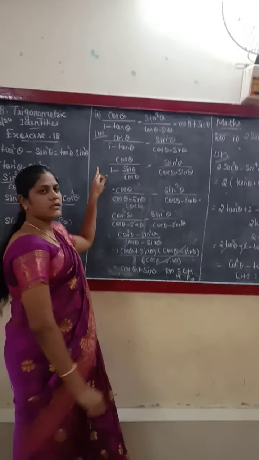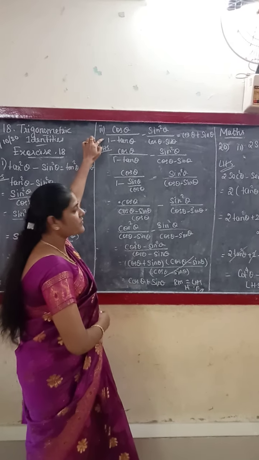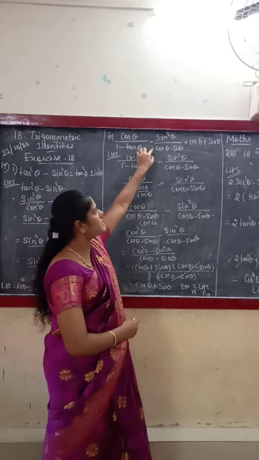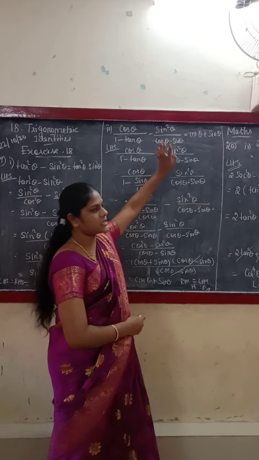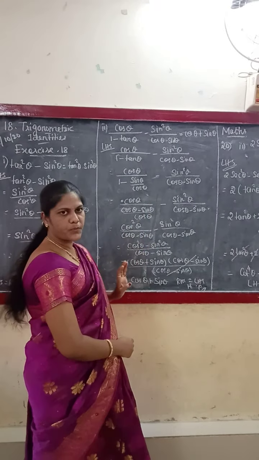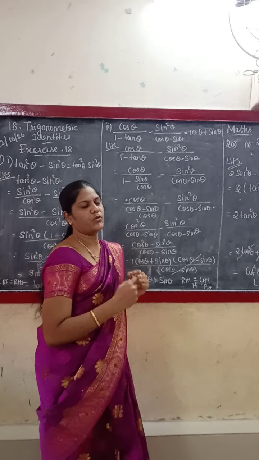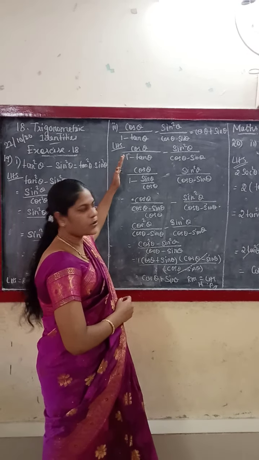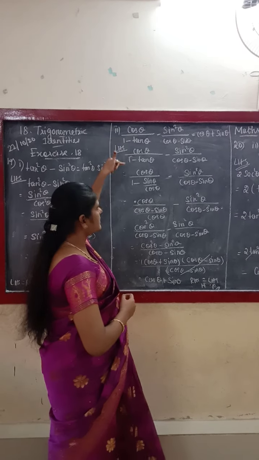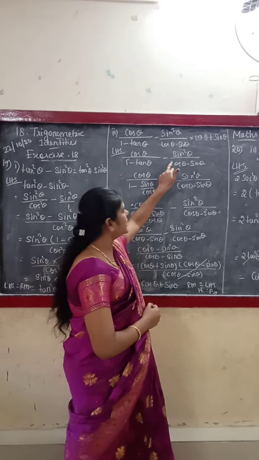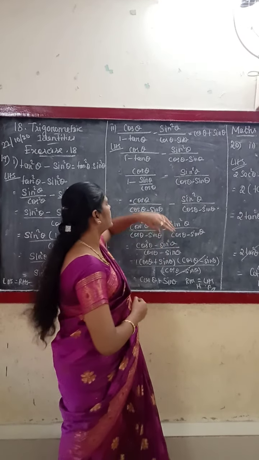Okay, listen. This is the second question. What do we need to prove? Cos theta divided by 1 minus tan theta, minus sin square theta divided by cos theta minus sin theta, is equal to cos theta plus sin theta. We need to prove this. Listen how we prove, just keep it in your mind. First take the left hand side. What is the left hand side? Cos theta divided by 1 minus tan theta, minus sin square theta divided by cos theta minus sin theta.